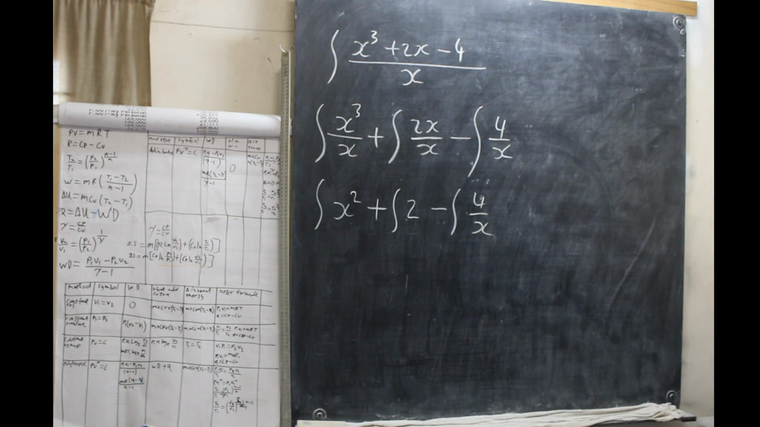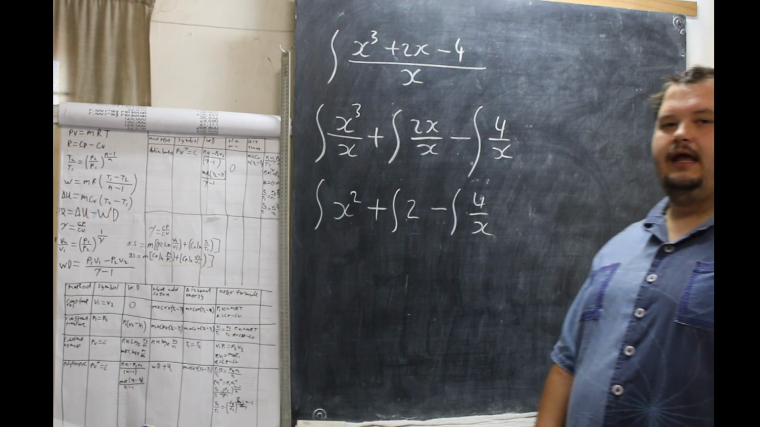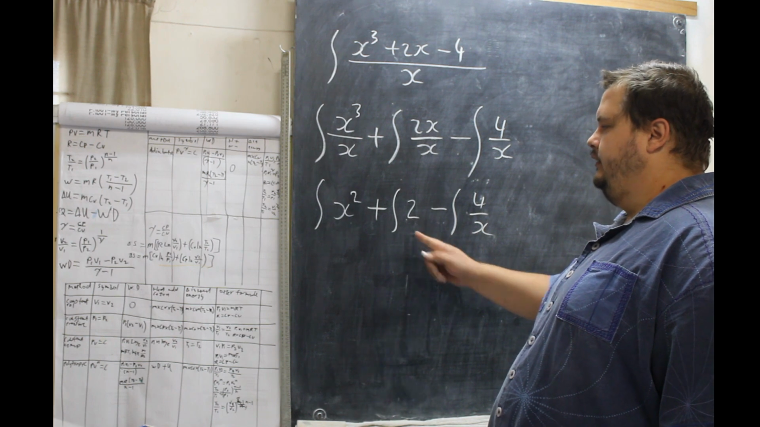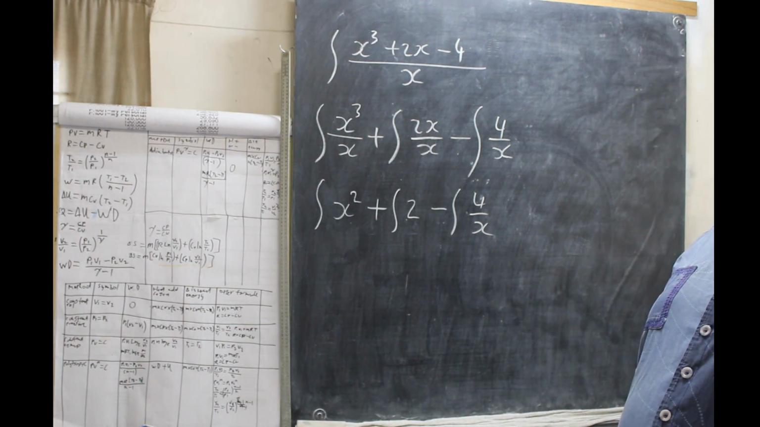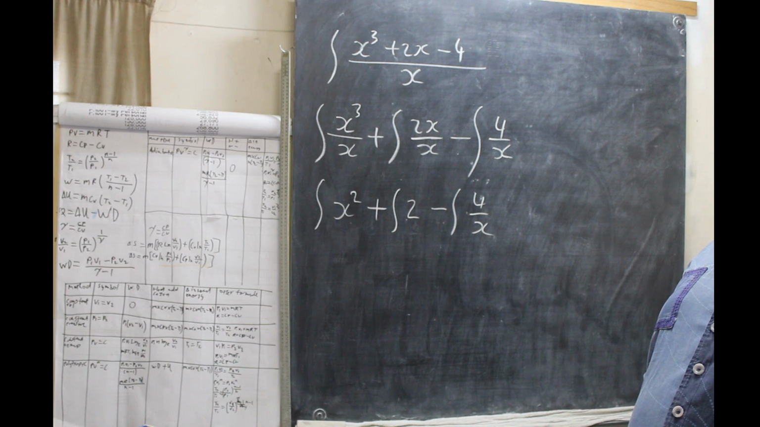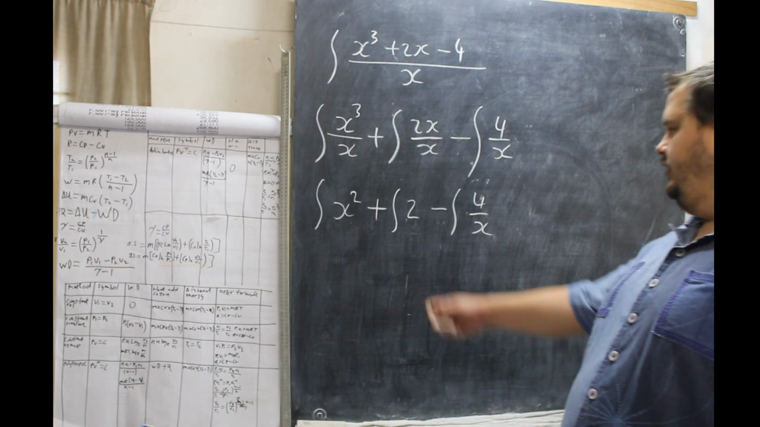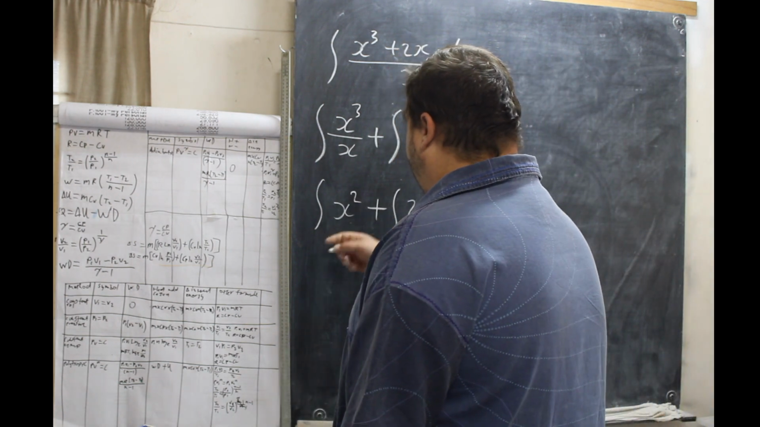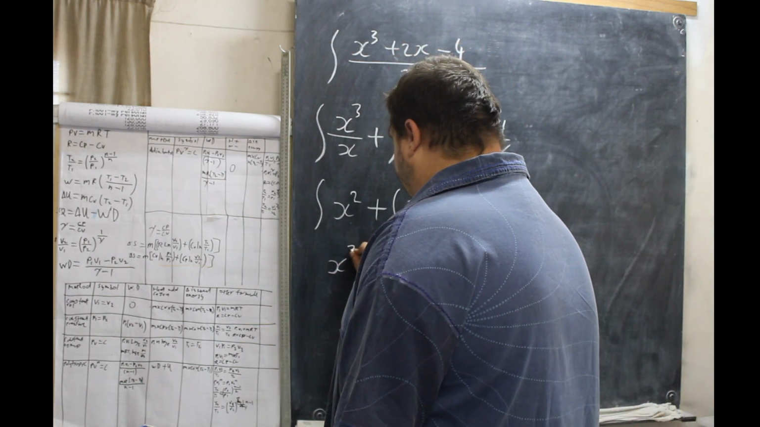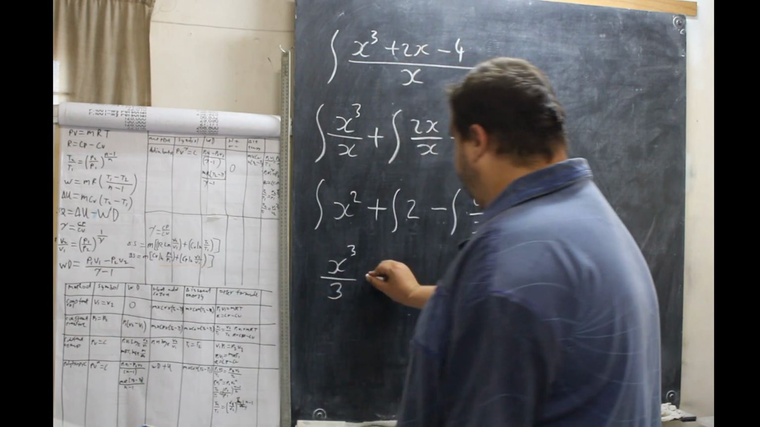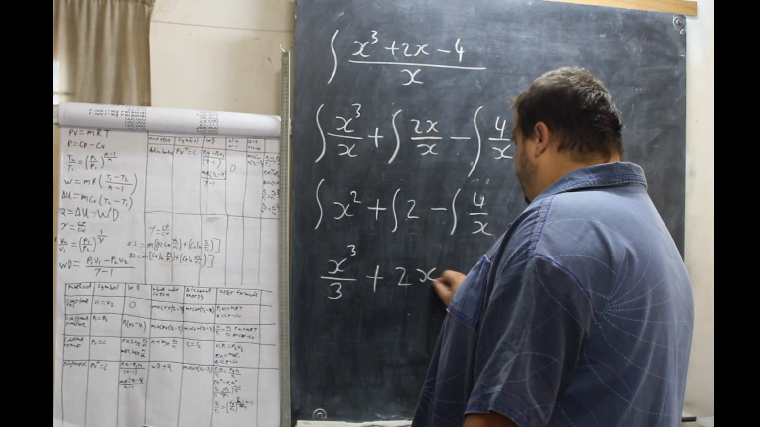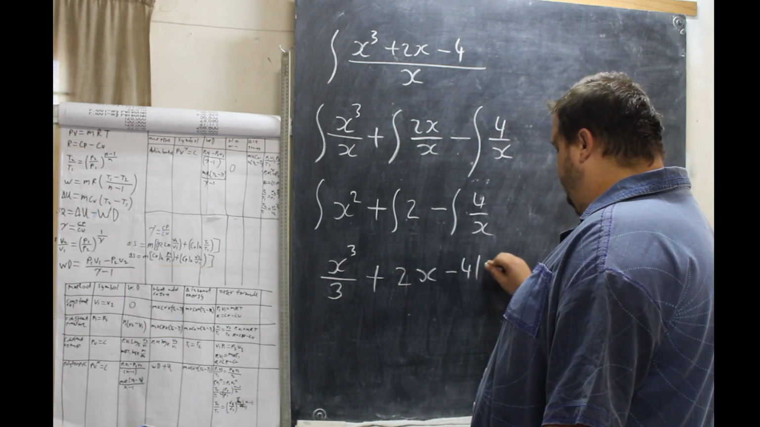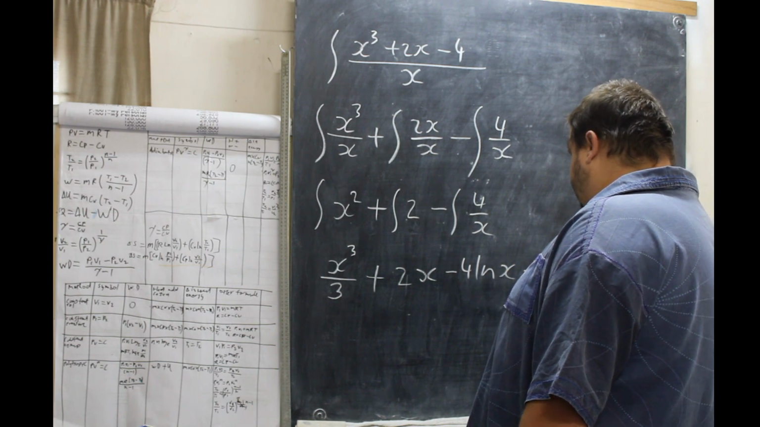You separate it because integration is unlike differentiation. Integration only likes one component. It doesn't like 2, 3, 4 components. It only wants one component. So next step, let's integrate. x cubed over 3 plus 2x minus 4 ln x plus c.